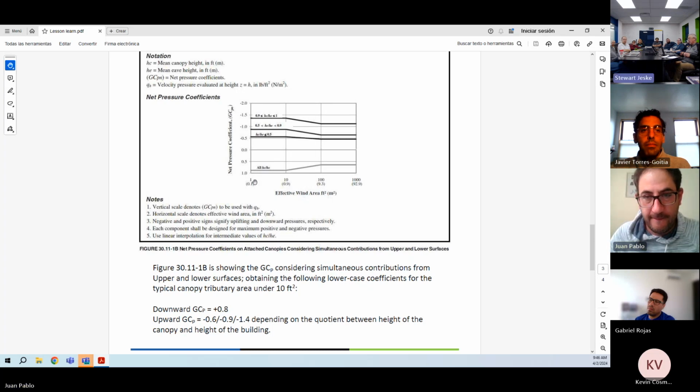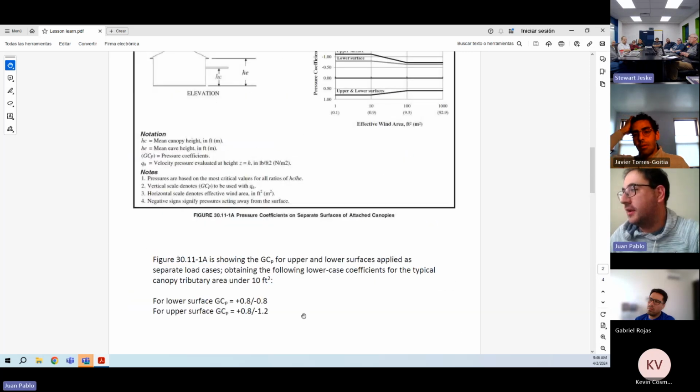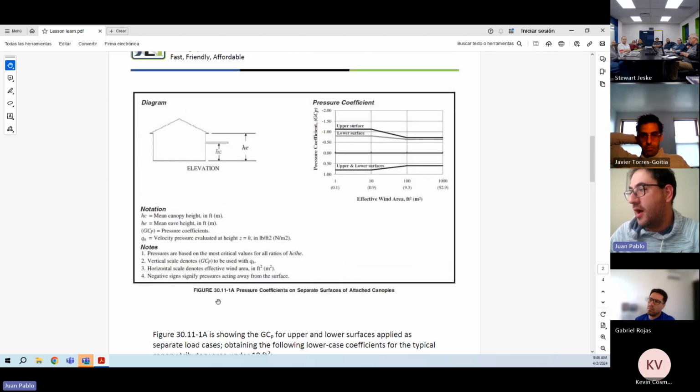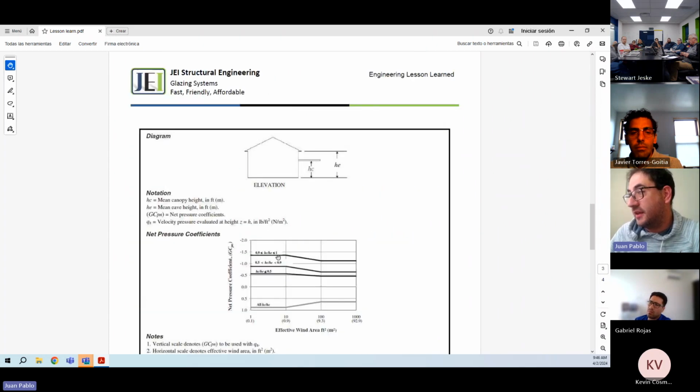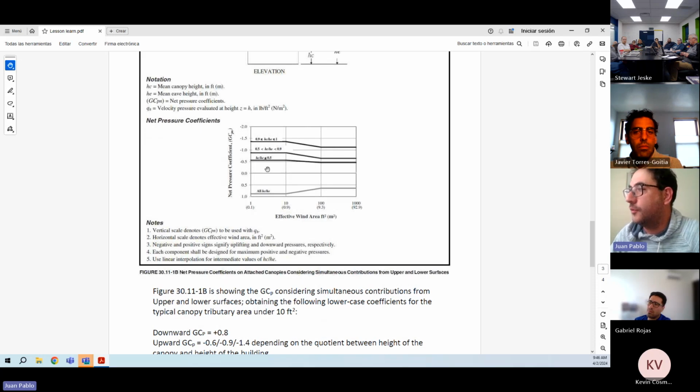Oh, they're saying it's already combined. You don't have to figure out the coefficients separately for the suction and for the positive pressure on the underside. Exactly. In Figure 30.8, you have the GCps from separate load cases, one just pushing and the other just suction. So this is pressure coefficients on separate surface canopies, but this one is combining both. So the 1.4 is the maximum GCp that you could use. Okay, and I think that would apply for canopy structures.